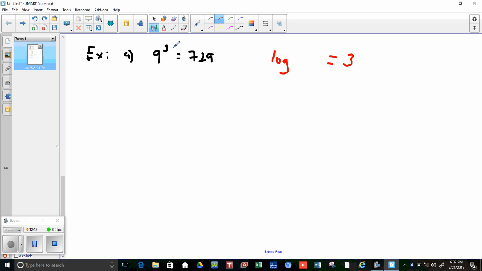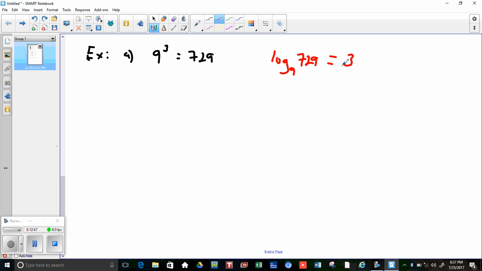If you're really thinking about it, which one of these has a base? 9 is the base of this particular problem because 9 is the bottom number which is being raised to some power. So the base, which is this subscript down here, is 9. And what am I taking the log of? That's the argument. That's the thing that's left. 729. So the log of 729 with a base of 9 equals 3.